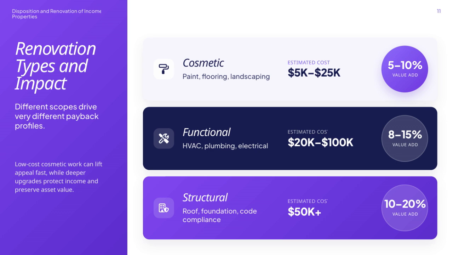Lastly, structural renovations are the most significant investments. They include things like roof repairs, foundation work, and ensuring the property meets current code compliance. Costs here start around $50,000 and can go much higher. However, the payoff is substantial, often increasing property value by 10 to 20% or more. These deep upgrades preserve the asset's long-term worth and protect your investment.